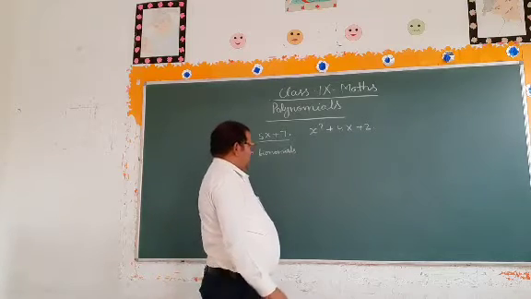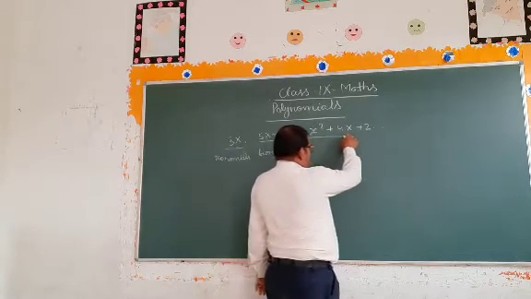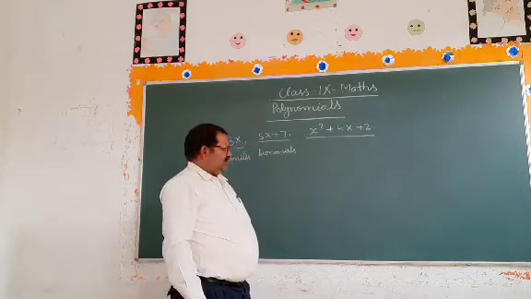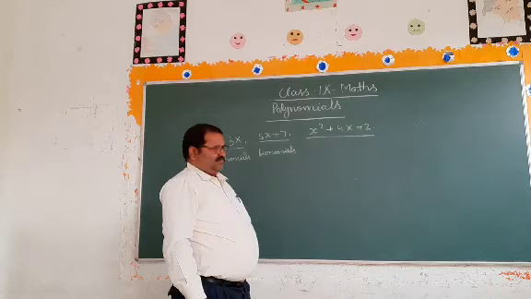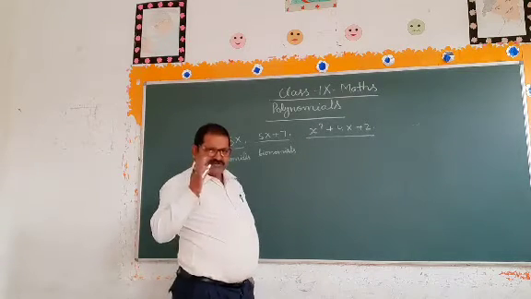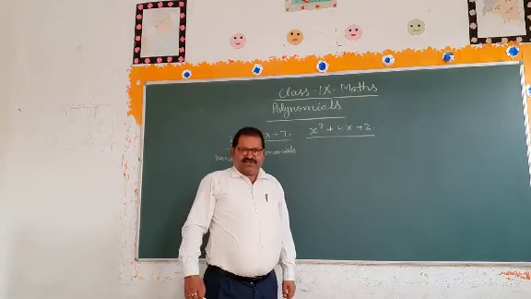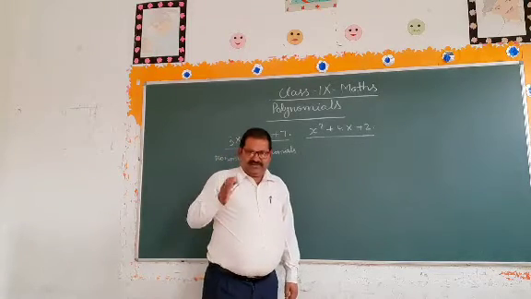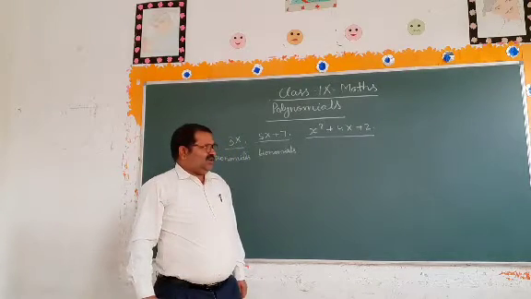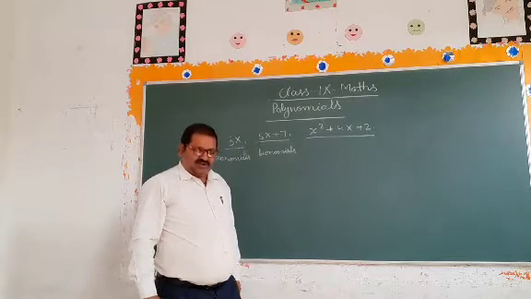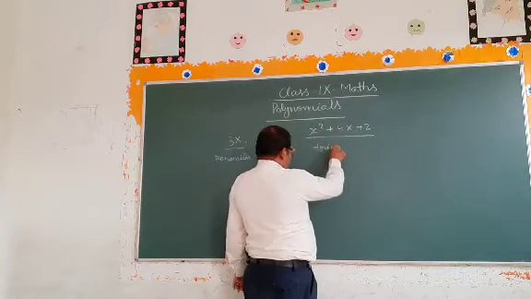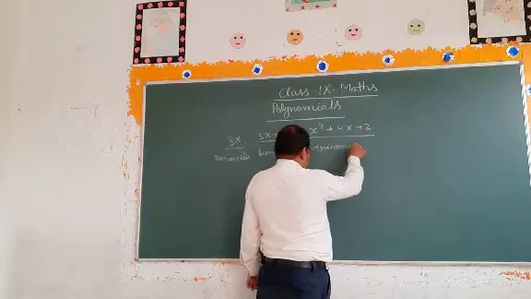And x square plus 4x plus 2. The algebraic expression has three terms. These algebraic expressions are known as trinomials.